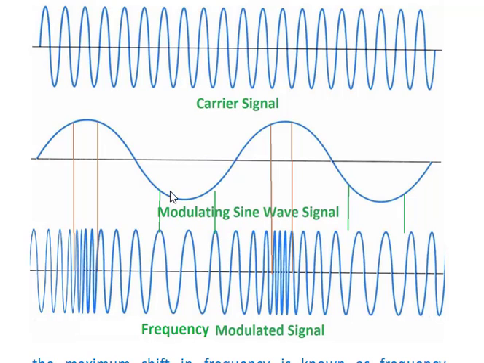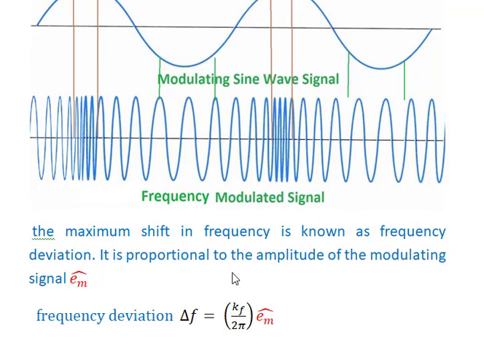After the frequency modulation process, the frequency of the carrier wave shifts to a higher value when the amplitude is maximum. See here also, the frequency is shifted to the maximum value when the amplitude is maximum. The frequency of the carrier wave shifts to a lower value when the amplitude of the modulating signal is low. Here also the amplitude of the modulating signal is low, so the frequency is shifted to a lower value.